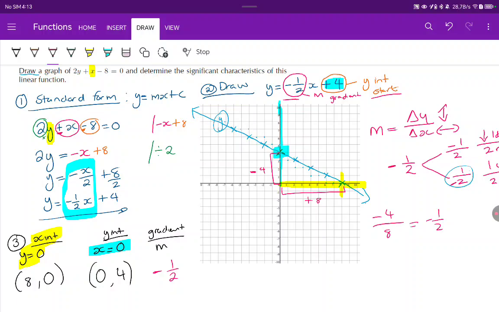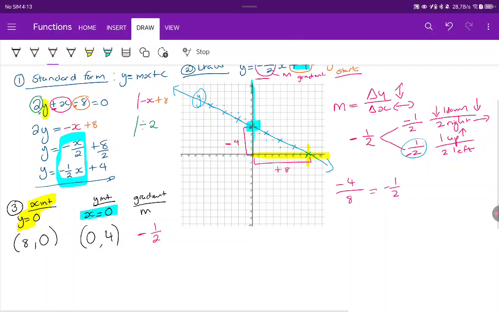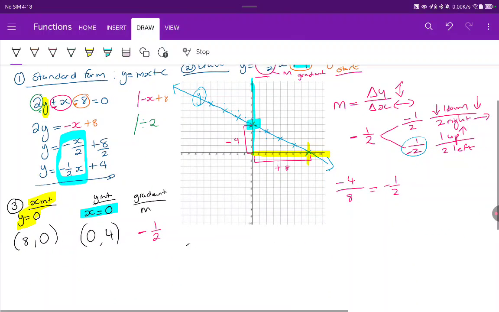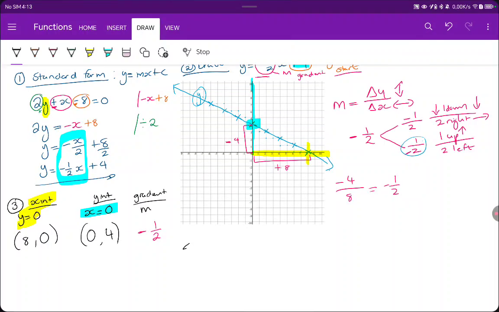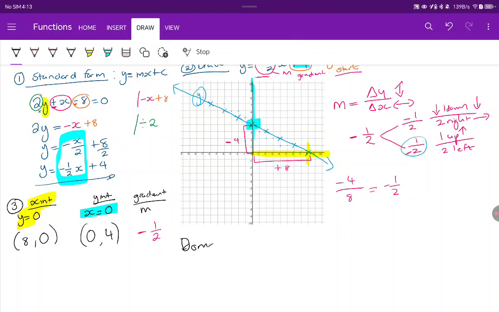Now let's talk domain and range. We're still part of question 3, so let's say domain. Domain is going to be all of your x values, and range will be all of your y values. If we are looking at the domain on a straight line graph, there is no restriction given. So this means that this graph continues forever and ever. Your x values, this is your side to side, will never end.